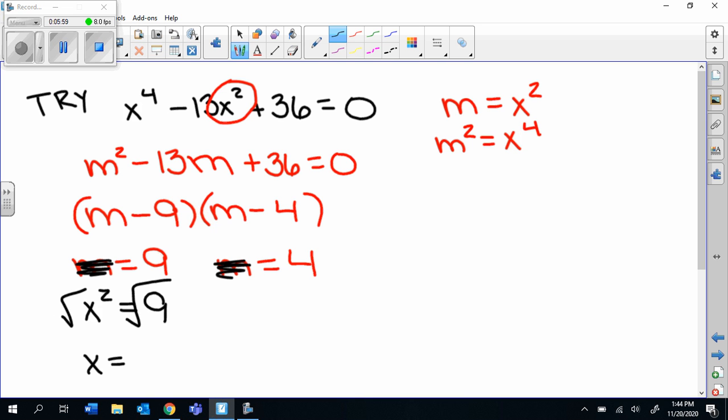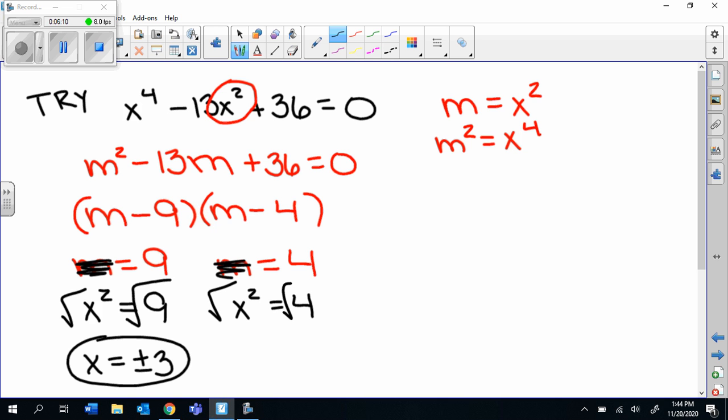I gave you really nice numbers. You're going to have, don't forget the plus or minus option. And then over here, if you substitute back x squared and you square root both sides, you get x equals plus or minus 2. So that's the one I put on the test.